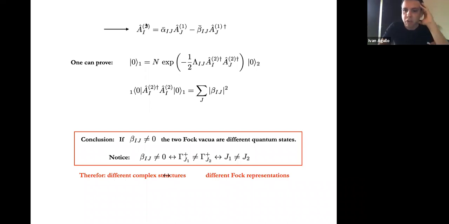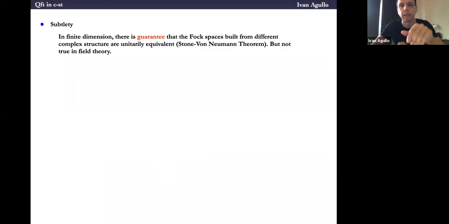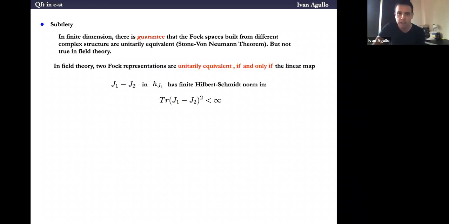Therefore, different complex structures give you different Fock representations. Sorry for the displacement of the arrow. Subtlety. And this is where I stopped last day. Subtlety. In finite dimensions, in quantum mechanics, there is a guarantee that any two Fock representations are unitarily equivalent. And that is guaranteed by the so-called Stone-von Neumann theorem. But that is not true in field theory. In field theory, we find that in general, two different Fock representations can be unitarily inequivalent. And I will tell you what that means.